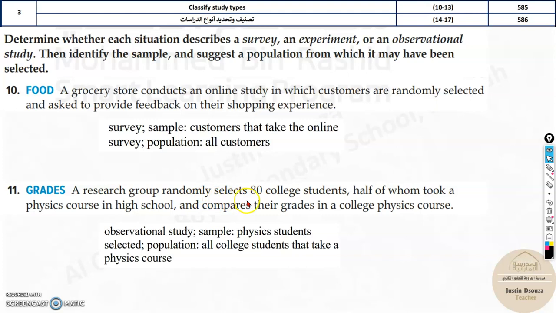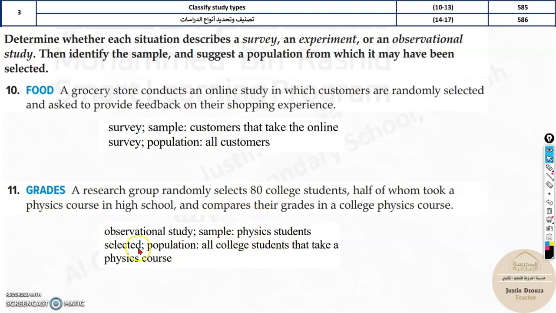A research group randomly selects 80 college students, half of whom took a physics course in high school, and compares their grades in the college physics course. Now look over here. Are they doing an experiment? No, they are just comparing. They are just seeing the marks of different college students. It's observation. Now, which subjects are they? 80 college students who took a physics course.